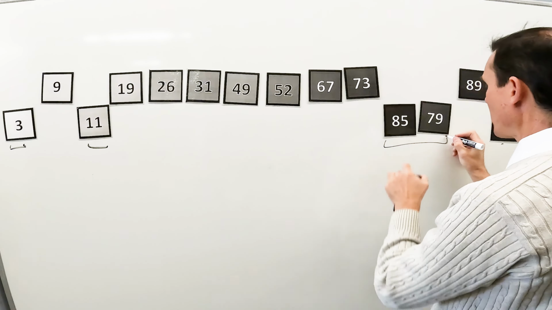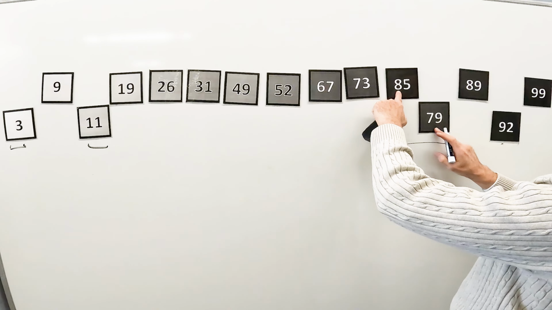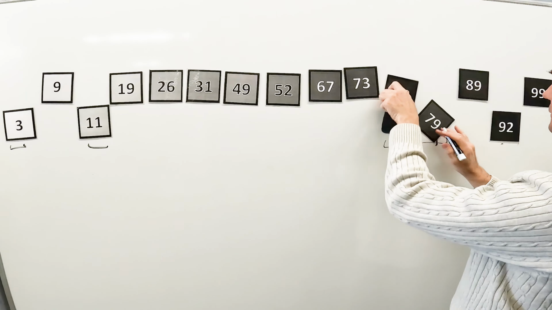Take a look at these guys right here. This is the middle element here. I'm going to find the first element that's greater than 85. But since I got to the end of the list, I'll stop there. Now, this is both the up and down arrow.